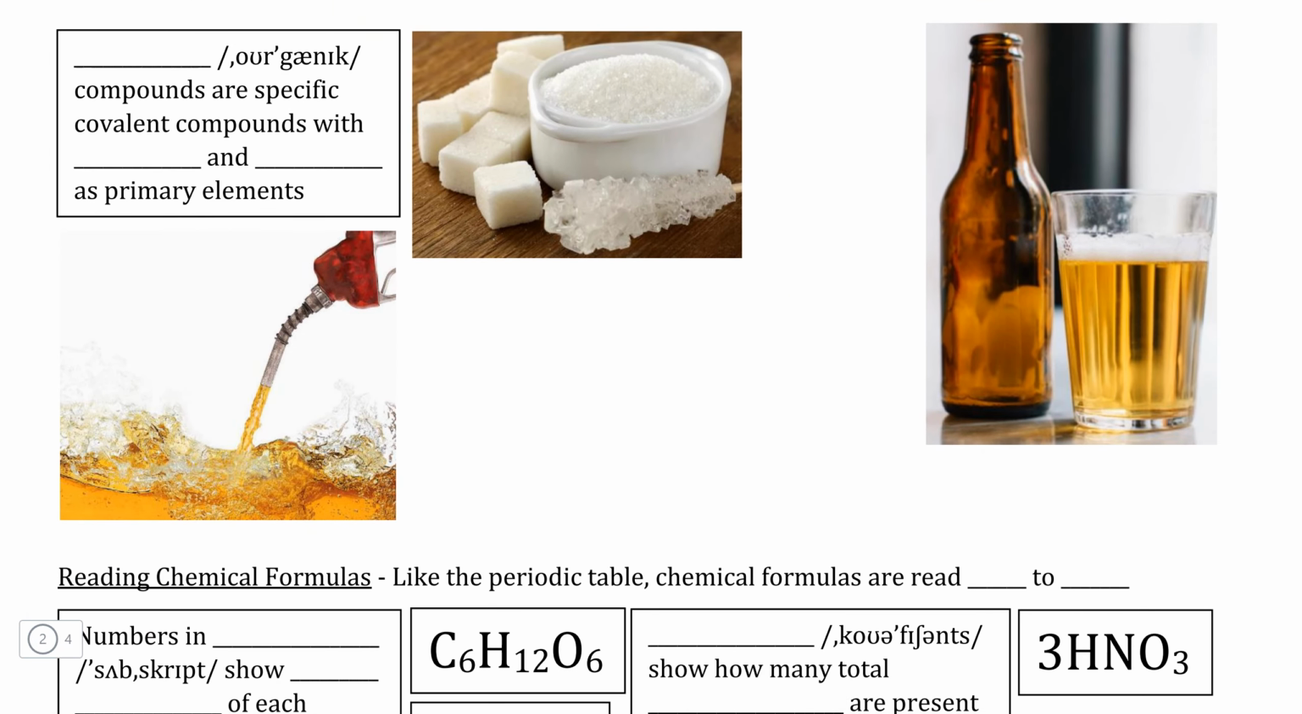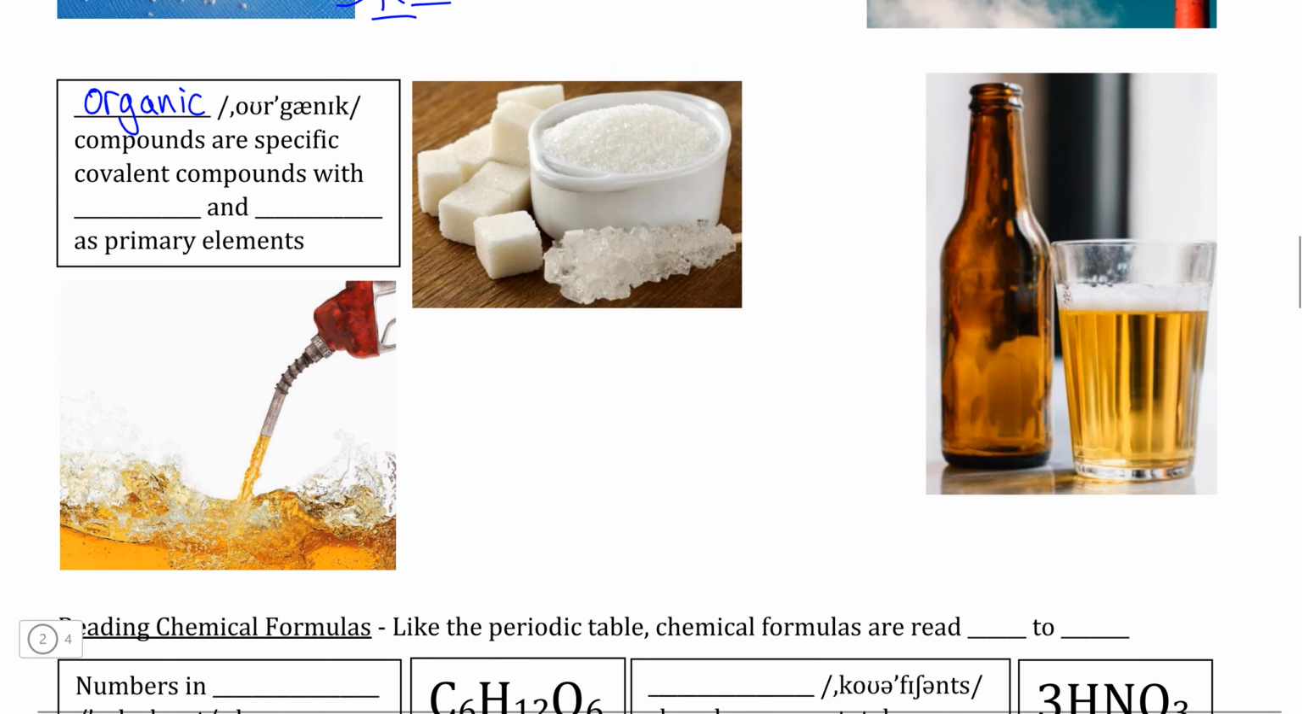Now, if we get more specific with covalent compounds, we can look at a third category of compounds that we call organic compounds. And as mentioned, organic compounds are specific covalent compounds in that every organic compound is based around the elements carbon and hydrogen as the most important elements within the chemical formula.